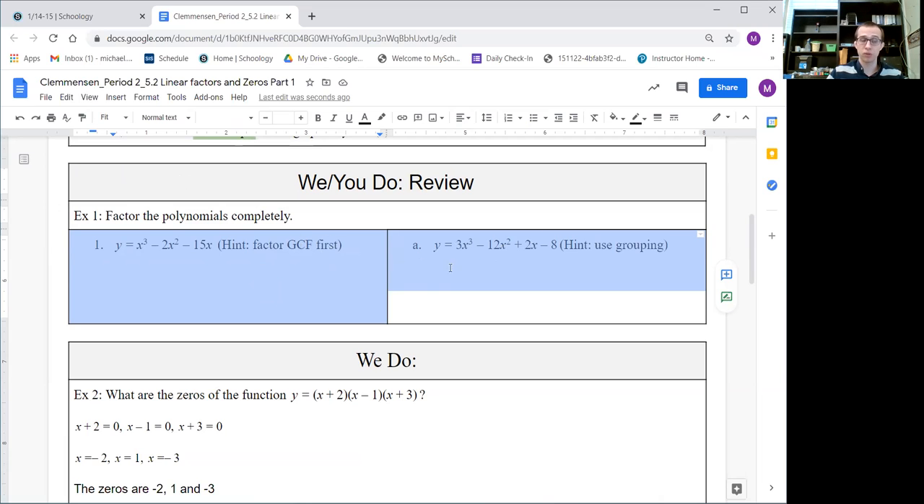I left a hint for both. This one you should factor by GCF. This one you should factor by grouping. Try it out.